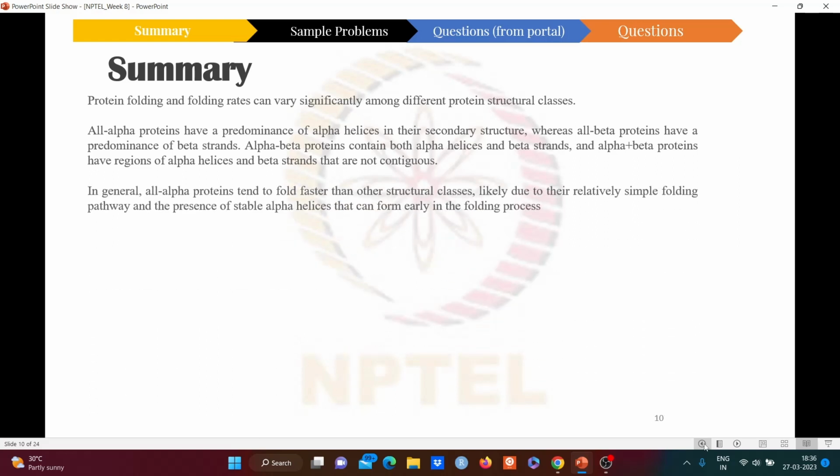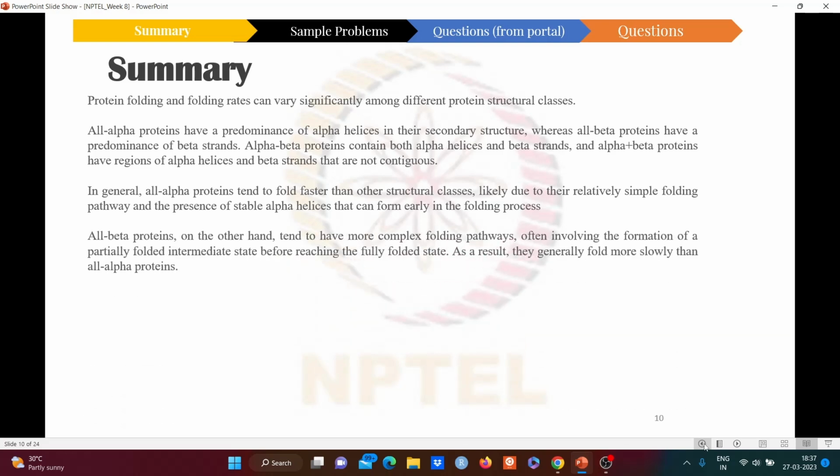In general, all alpha proteins tend to fold faster than other structural classes, likely due to their relatively simple folding pathway and the presence of stable alpha helices that can form early in the folding process. Additionally, all alpha proteins often have small size and a compact globular structure, which may further facilitate faster folding.